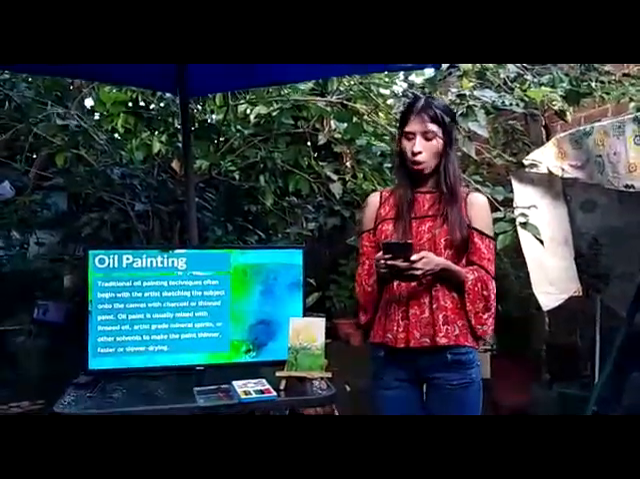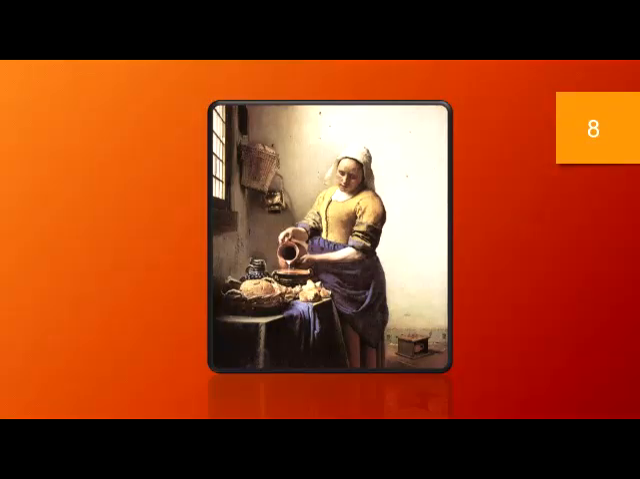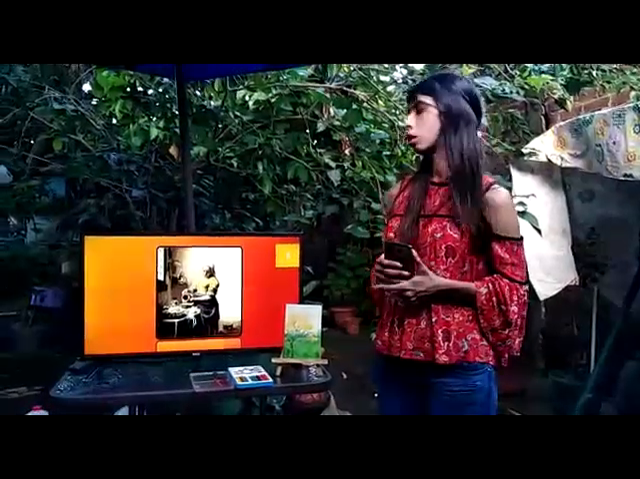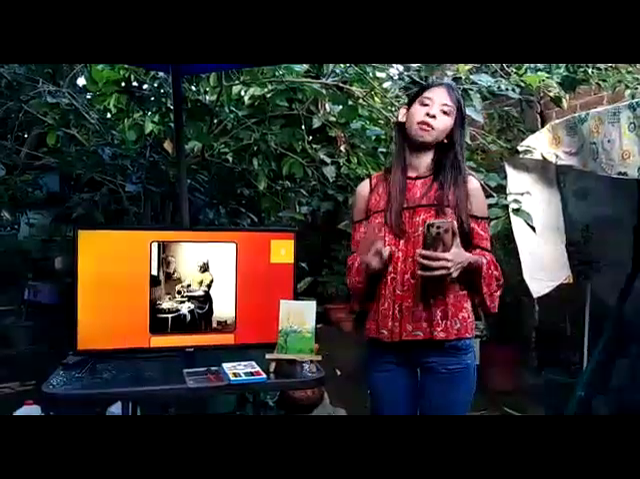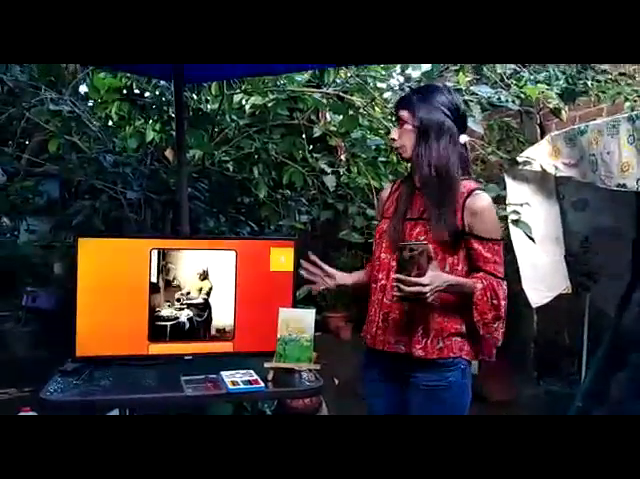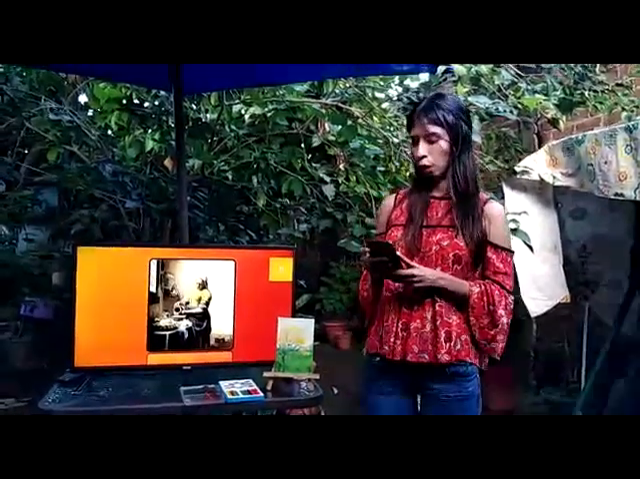How does an oil painting look like? Like this, all right? So most of the oldest paintings that we can see belong to this technique, to the oil paint. Regardless of the movement or style, we can obtain the technique. And we can use the oil paint as a technique.